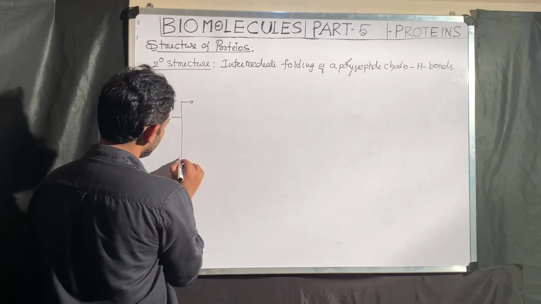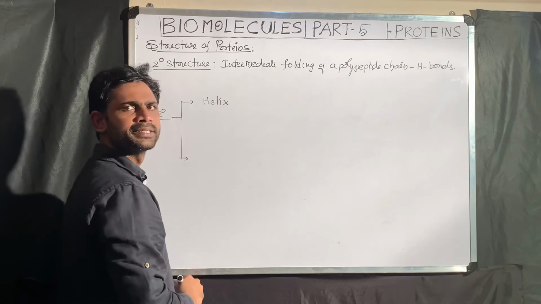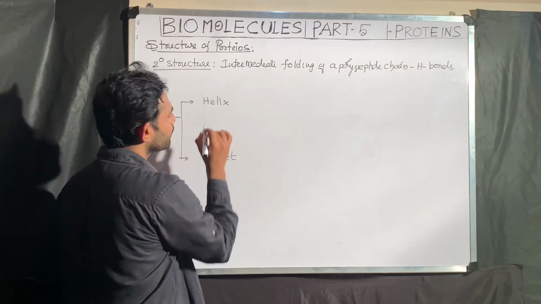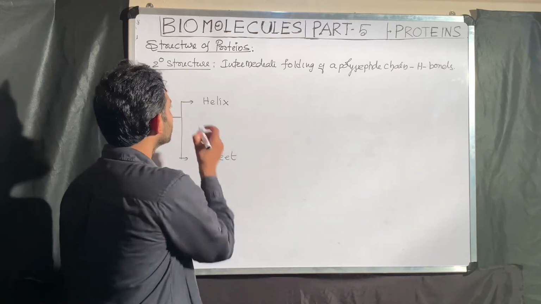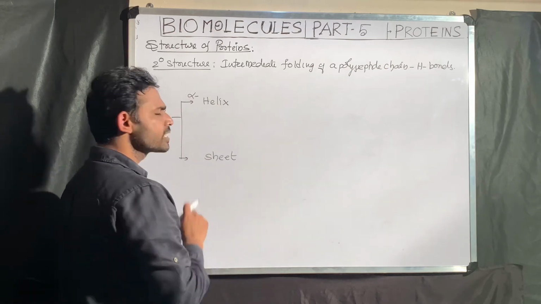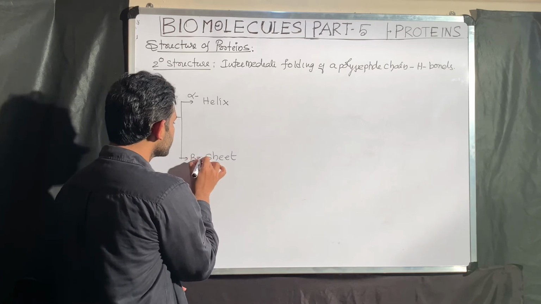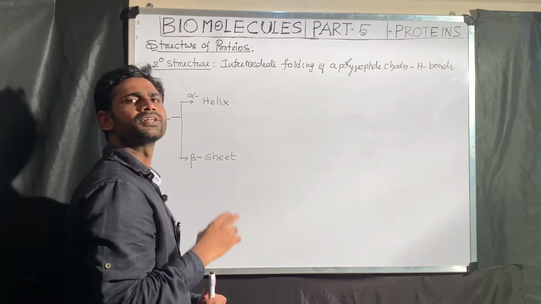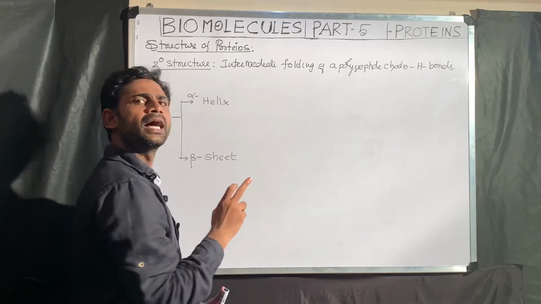One is helix. The second one is sheet. Among these 2 types, the first discovered one is the helix. That is why the designation given is alpha. The next discovered one is the sheet. That is why the designation is beta. So you can say secondary structure is mainly of 2 types, alpha helix and beta sheet.